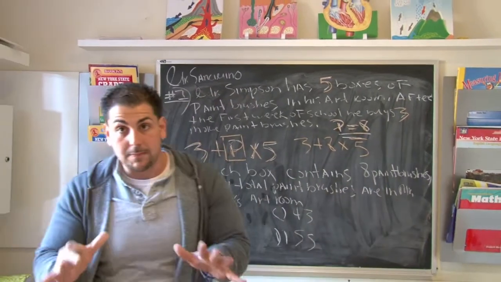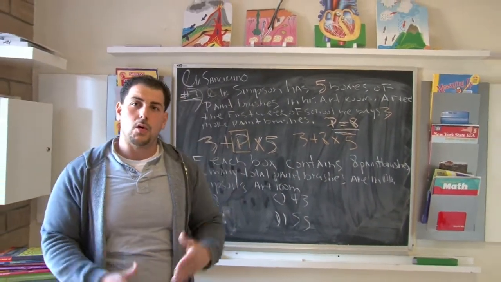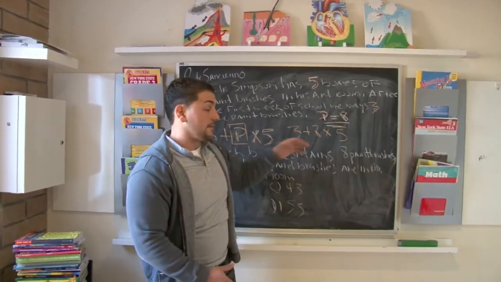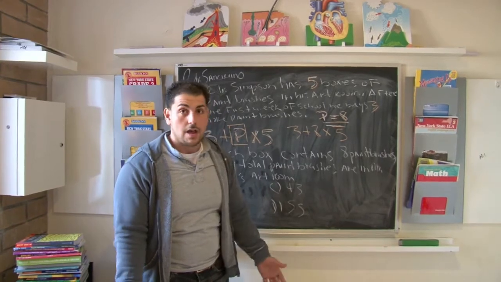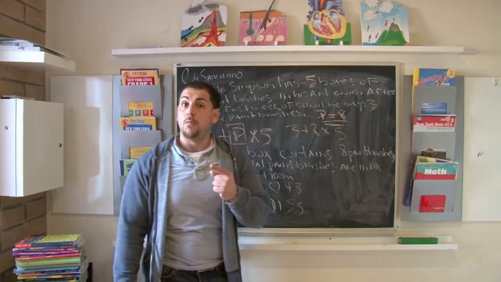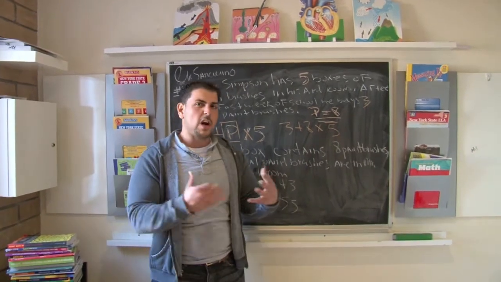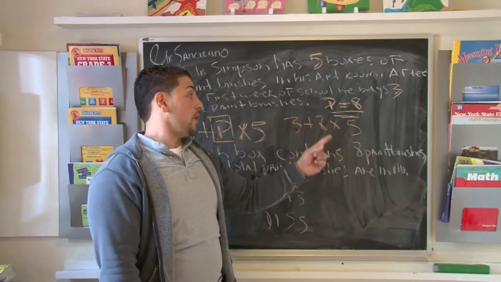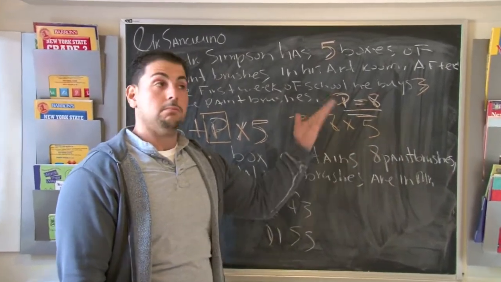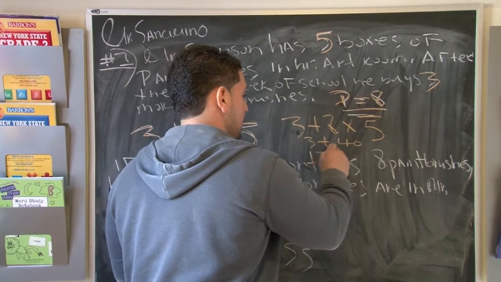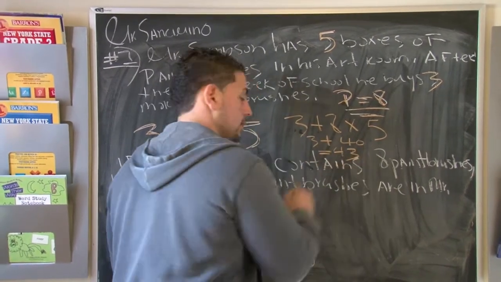Now, here's where people make a mistake. You got to remember something called the order of operations. Should you add 3 plus 8 first? Absolutely not. The first thing you got to do is you have to multiply. And that's where people make a mistake. So one more time. When you're talking about the order of operations, you multiply first, then you add. So 8 times 5 is what? 40. Plus 3 is equal to 43.